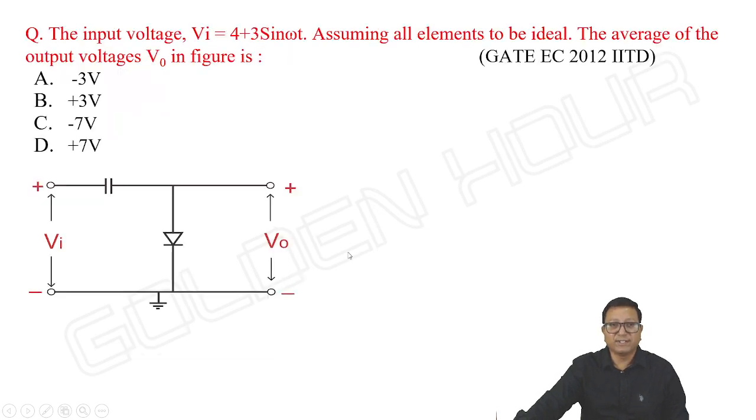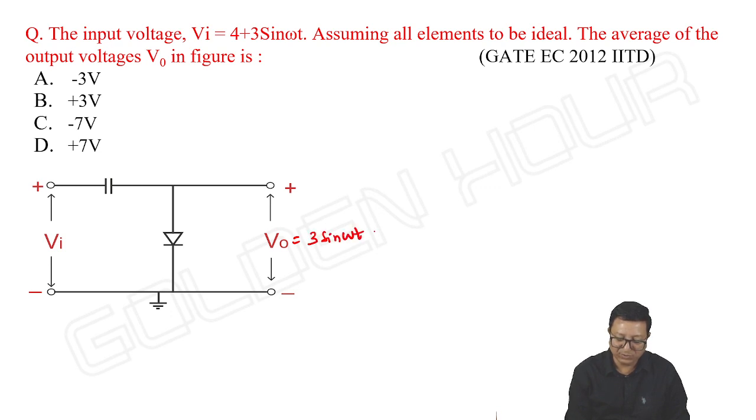The input voltage is Vi equal to 4 plus 3 sin omega t. Assuming all elements to be ideal, the average of the output voltage is, the diode is directed downward, so it is a negative clamper, and output is equal to Vm sin omega t minus Vm. So 3 sin omega t minus 3, in which this is the AC component and this is the DC component. So minus 3 volts is the DC value.